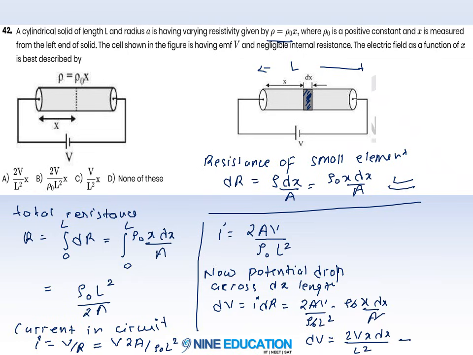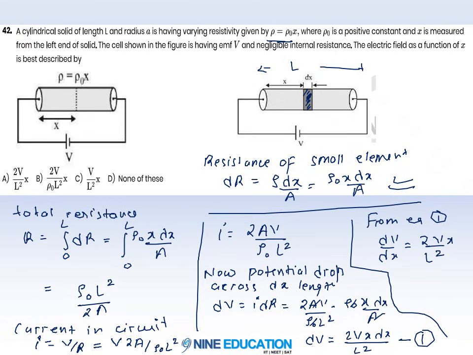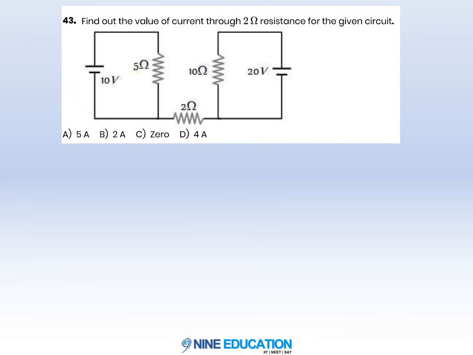This is equation 1. So from equation 1, can I write it like this: dV by dx is equal to 2Vx upon L square. And my question is, what is dV by dx? E is equal to minus dV by dx. So the magnitude of the field becomes 2V upon L square into x.